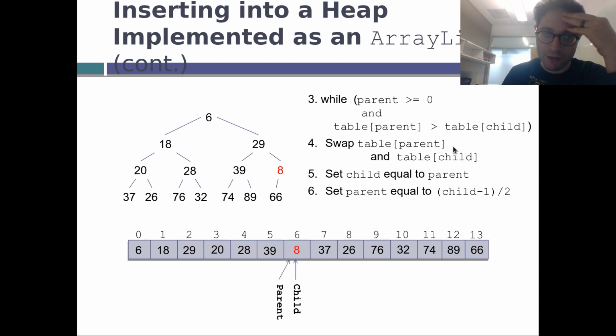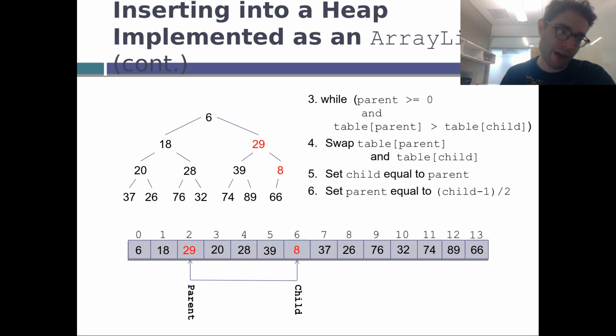And then I figure out who my new parent is. So I set child equal to parent, and then I set my parent equal to (6 minus 1) divided by 2. So 5 divided by 2 is 2, thanks to the magic of integer division. So my parent is at index 2, and his value is 29. I'm bigger than that, so I swap.